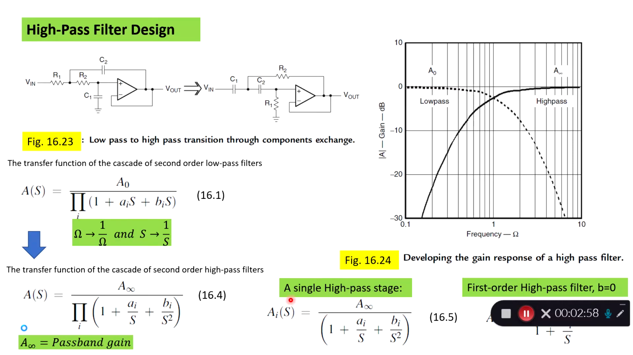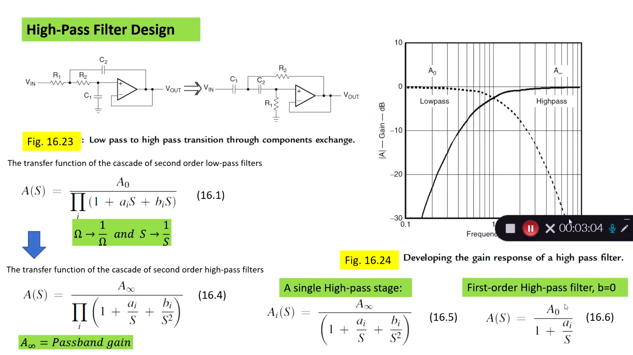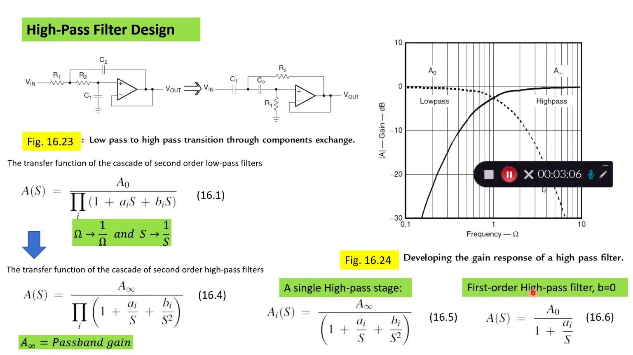Therefore, a single high pass stage would look like this, and I move this one a bit here, and a first order high pass filter where we know that for the filter tables B is equal to 0, this section is disappearing, and we still use the value A0. Actually they have the same value. We could also write A infinite here, but it's meaning the passband gain of the filter. Let's continue.